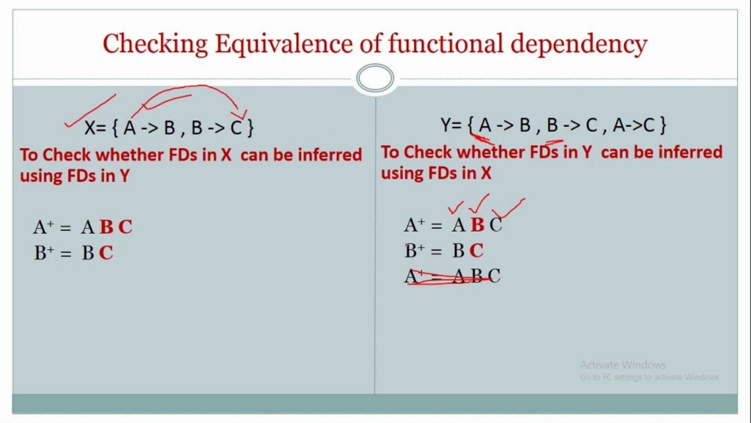Now let me find the closure of B using the functional dependencies of X. B determines B using the reflexive rule, and yes, it is given here, B determines C. Now let me cross verify it with the functional dependencies of Y. Whether B can be determined by A, yes, it is over here. Let me erase it. Now we need to verify whether A determines B. Yes, A determines B here. B determines C, yes, B determines C, and A determines C. Now I can say that both sets of functional dependencies are equivalent.